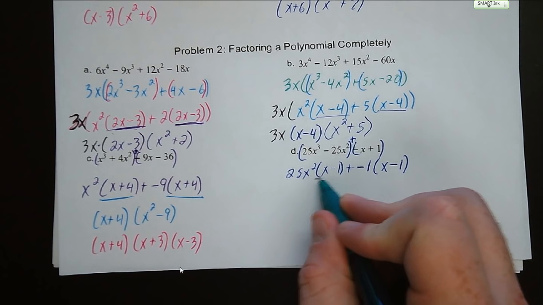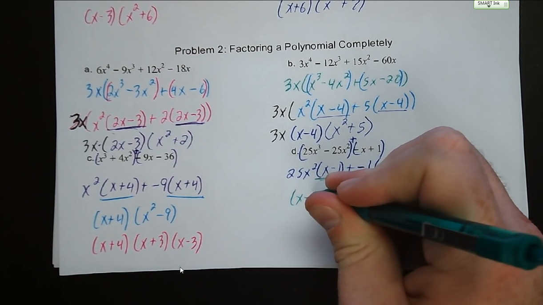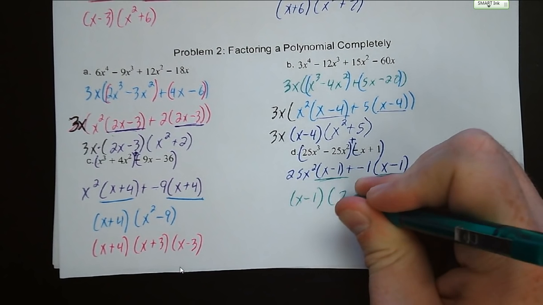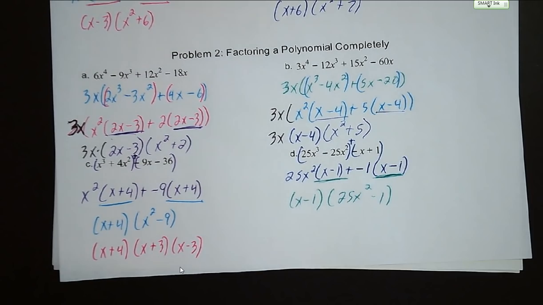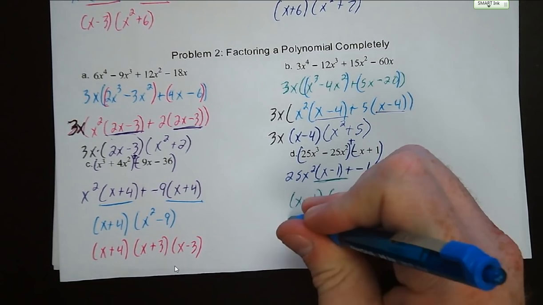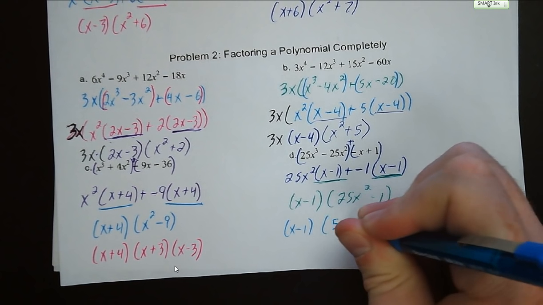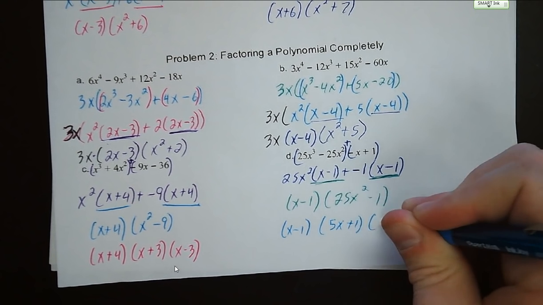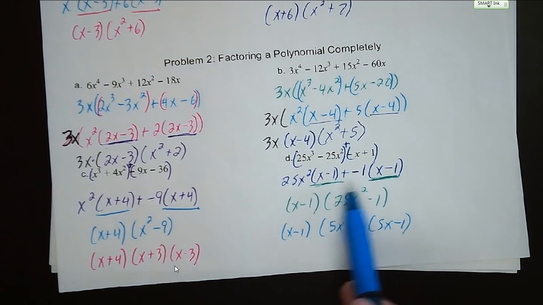So my common factor is x minus 1. Then what's left? 25x squared minus 1. 25x squared, that certainly looks like a difference of perfect squares to me. So we have x minus 1, 5x plus 1, 5x minus 1. So you can see where recognizing those special cases is shortening our workload already.